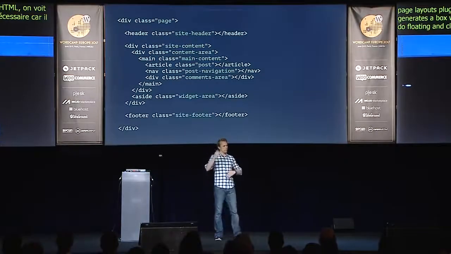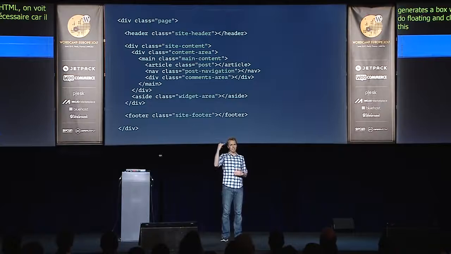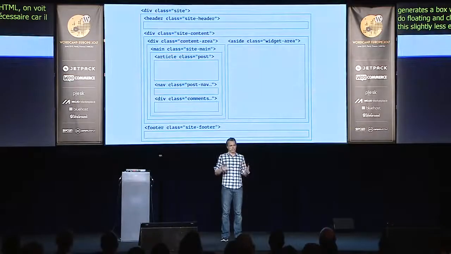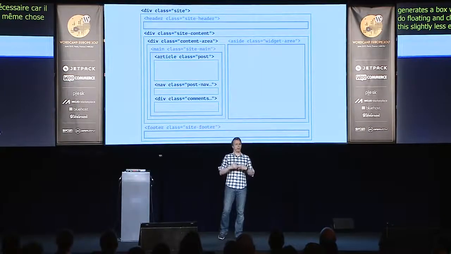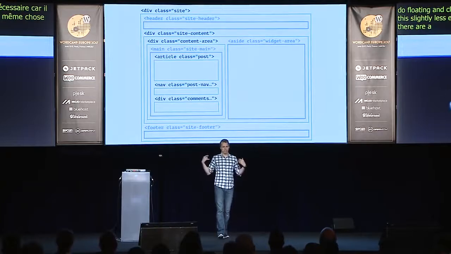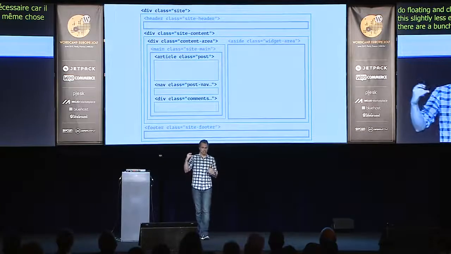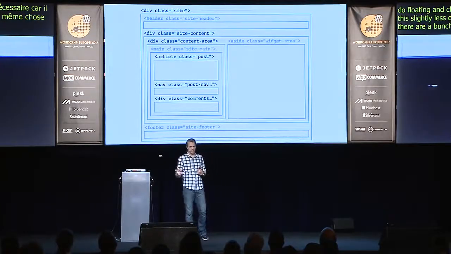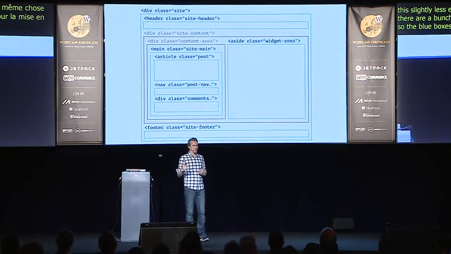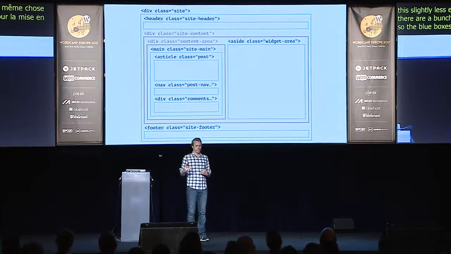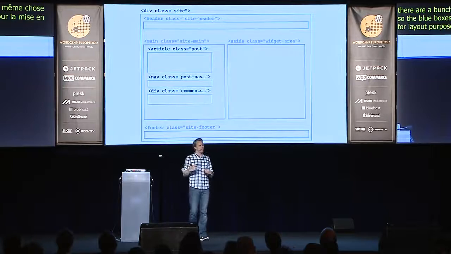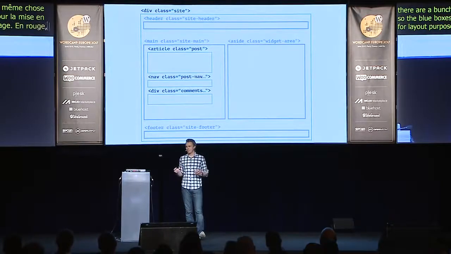When you look at the overall markup of Underscores, there's a bunch of elements within Underscores that are there solely for the purpose of layout. So the blue boxes here are the header, the main, the aside, and the footer. The red boxes are there for layout purposes. So what if we could take all that extra cruft away, have just the semantic markup, and nothing else, and then solve the layout problems in CSS in a clean and simple way?